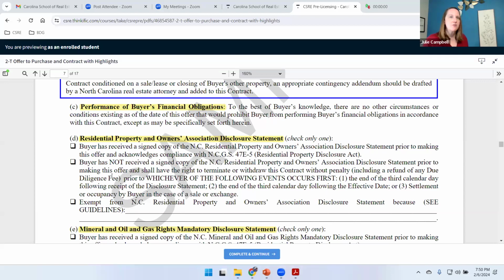So there are a few exceptions we said when they might be able to get their due diligence back. Another one might be if the seller hasn't provided the RPODs within the stipulated time period. If the RPODs is exempt, then we need to spell that out here. The biggest reason we see the RPODs being exempt is new construction, but you also might have it exempt for a foreclosure or something.